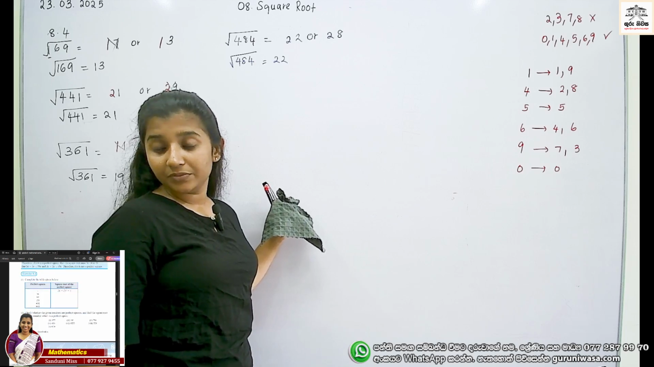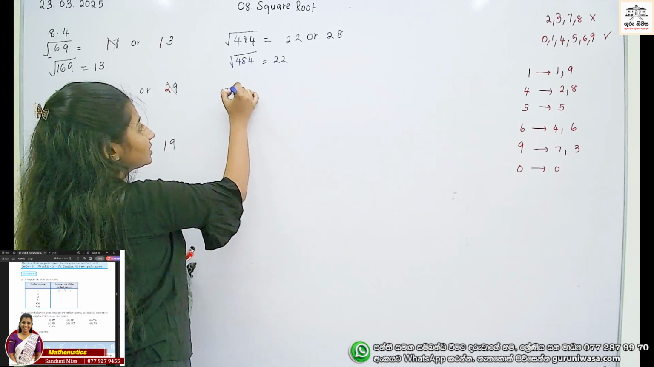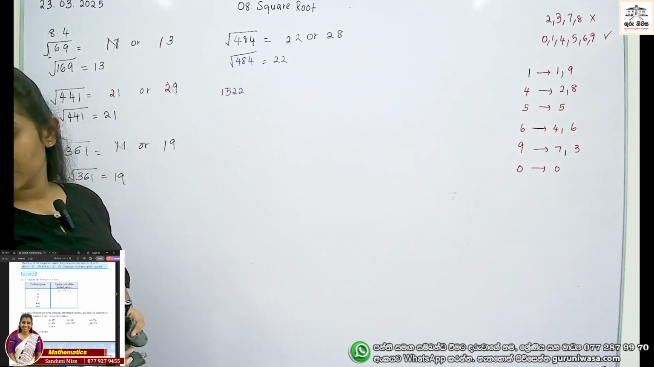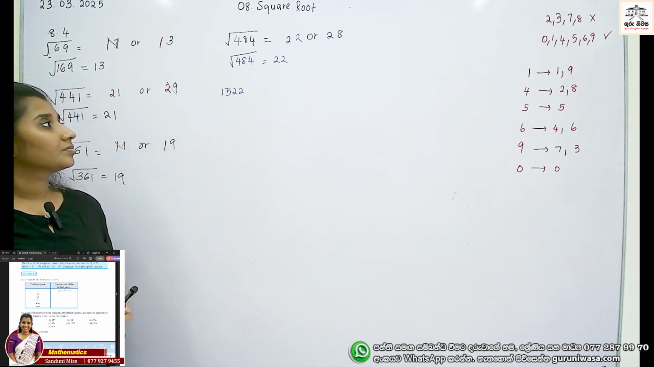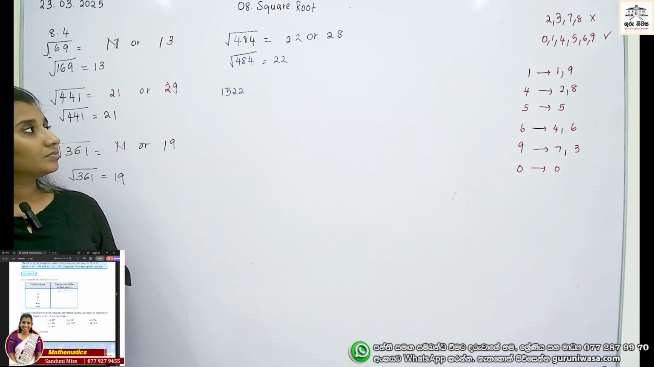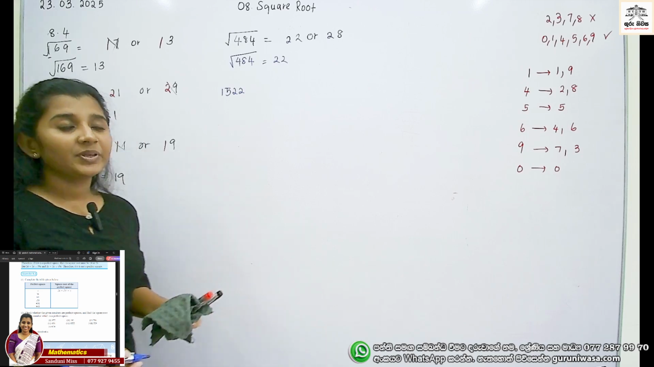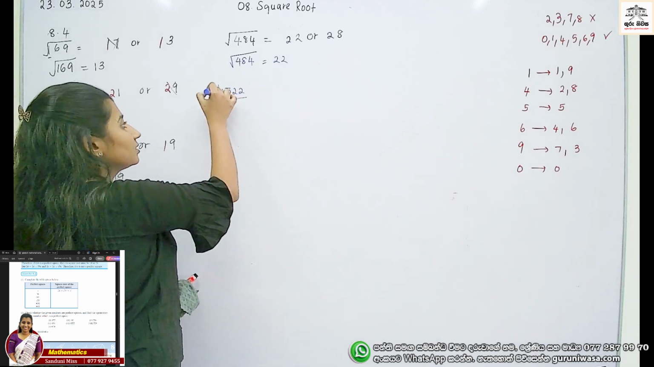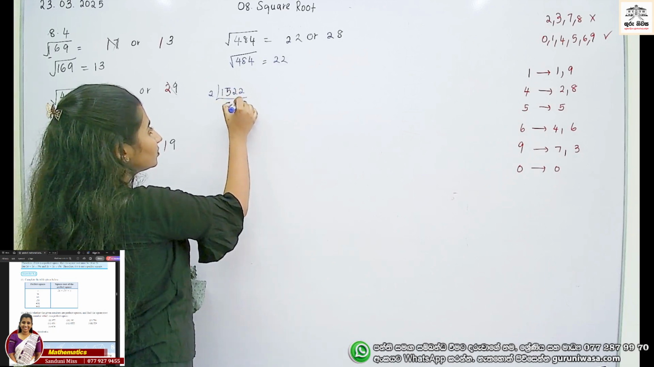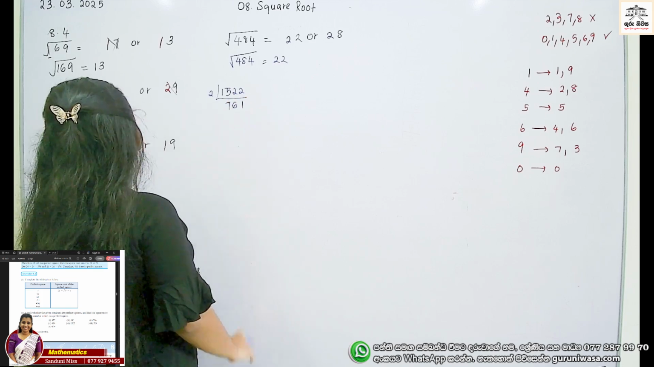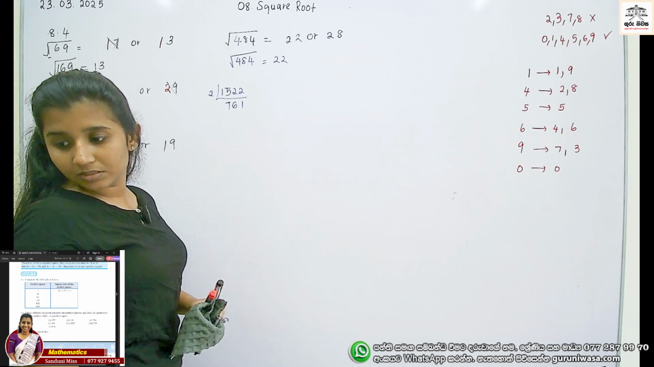This method can apply for 100 to 1000 only. How do you find this one? You can find this one using the same method, right? The previous method. 761, 716.